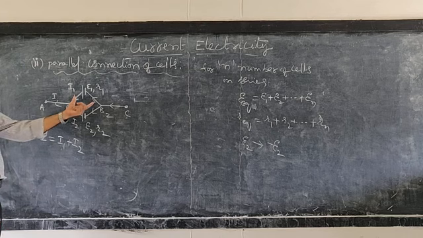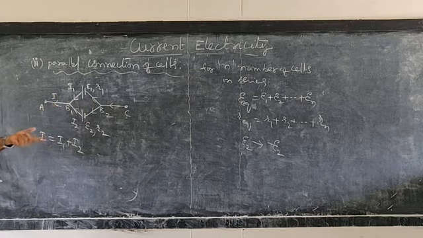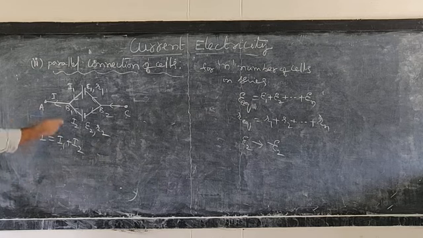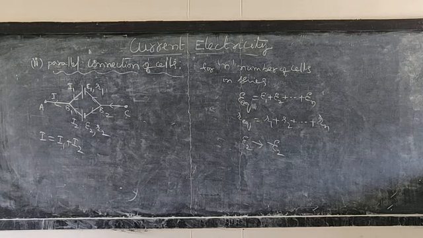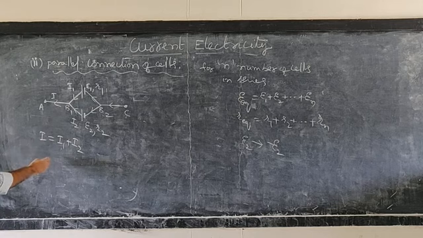Therefore, through different branches, currents are different, whereas in series we don't have such different branches. So the total current in this connection is given by I = I1 + I2. Suppose we take this, how do you calculate this I1 and I2?